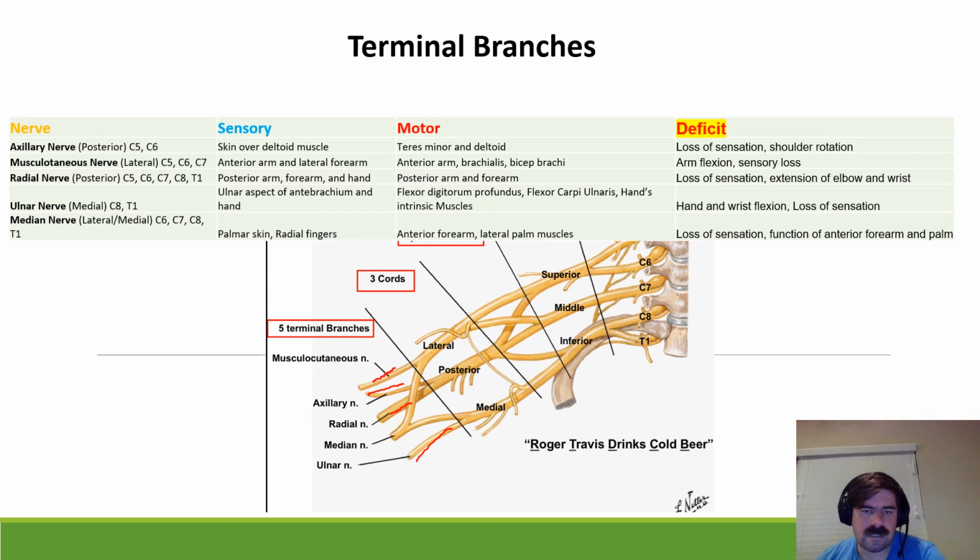Median nerve, finally, is the last one. This provides sensory innervation over the palmar skin and radial fingers. And then muscles for the anterior forearm and lateral palm muscles, and damage to this results in a loss of function for the anterior forearm and palm.